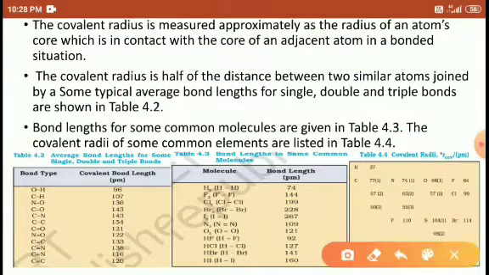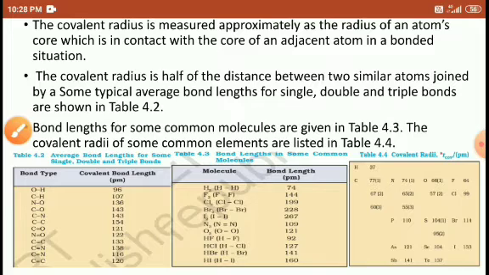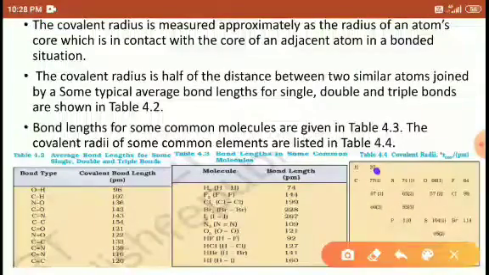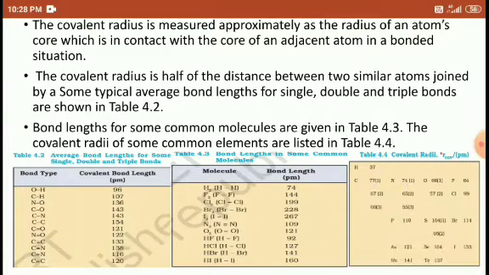Students, the common values given here: the bond length of hydrogen is 74 picometers and of fluorine 144 picometers, between the same atoms. It is a hetero bond between two different atoms. And the covalent radius of hydrogen is 37 picometers, carbon is 77 picometers, nitrogen 74 picometers. All are mentioned.